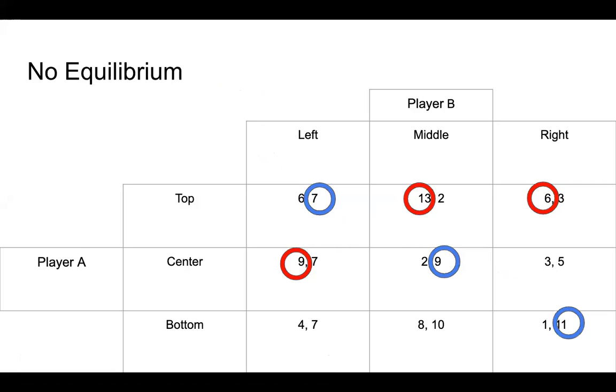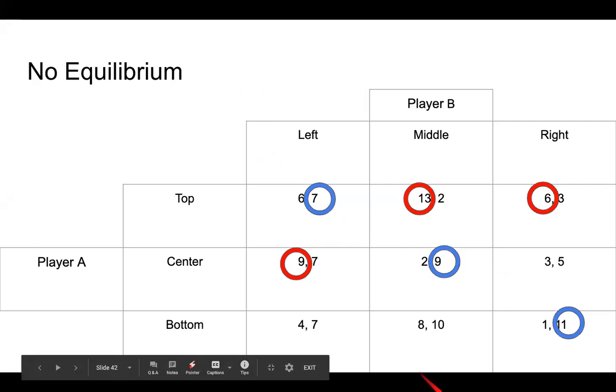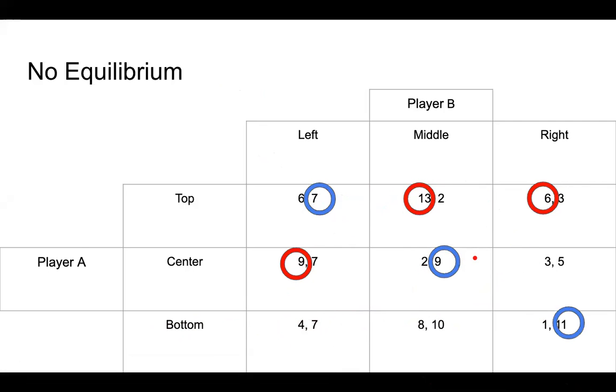Yeah, player A does have a dominated strategy, but that doesn't change things. Even if you pretend that bottom doesn't exist, then there's still no Nash, right? Because then in that case, it doesn't matter.